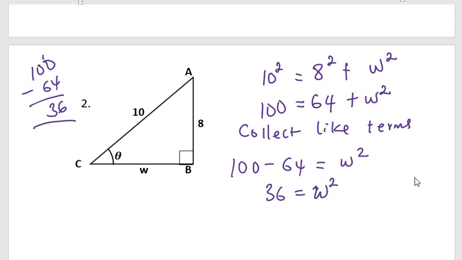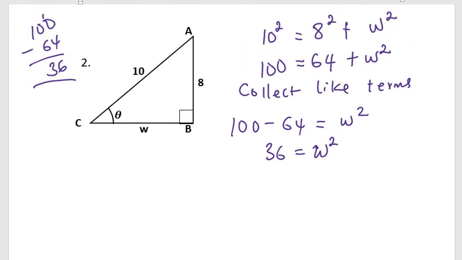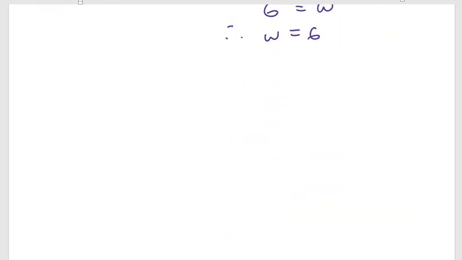So 36 is equal to w squared. The next step is to solve for the value of w. We'll take the square root of both sides because we want to figure out w by itself, not the squared. Taking the square root here, we're left with 6 and w. So therefore w is equal to 6, and that is it.